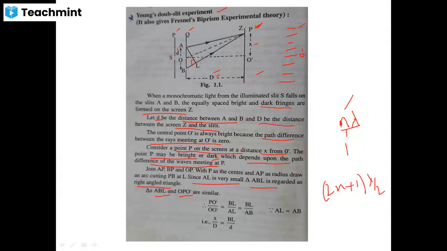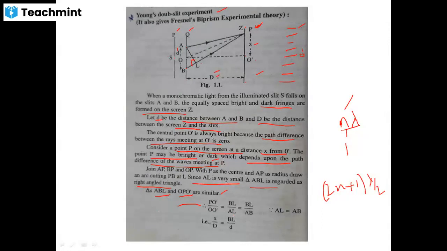Now based upon this, we are saying the triangle ABL and the triangle OPO dash, which is this O, this P, this O dash, this dotted triangle OPO dash, are similar triangles. What is that? The triangle ABL and the triangle OPO dash. These two triangles are similar. Therefore, we say PO dash divided by OO dash equals BL divided by AL.